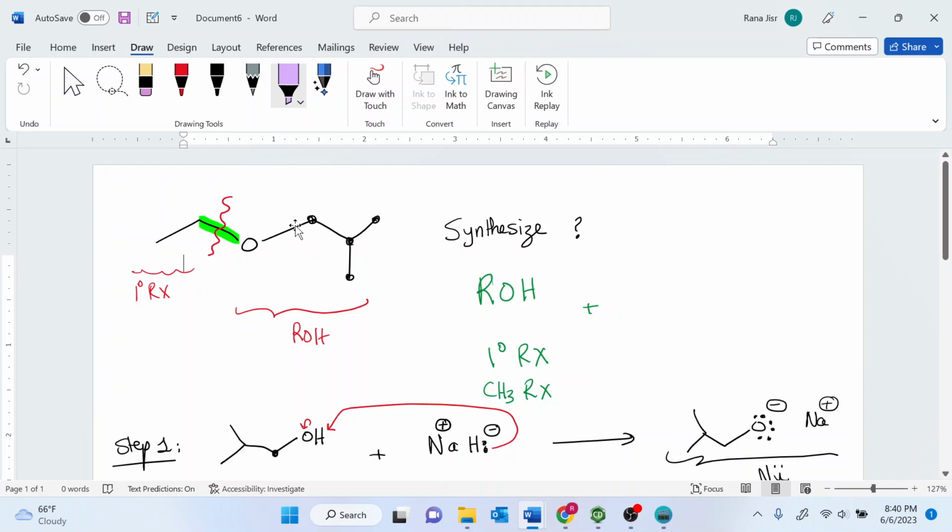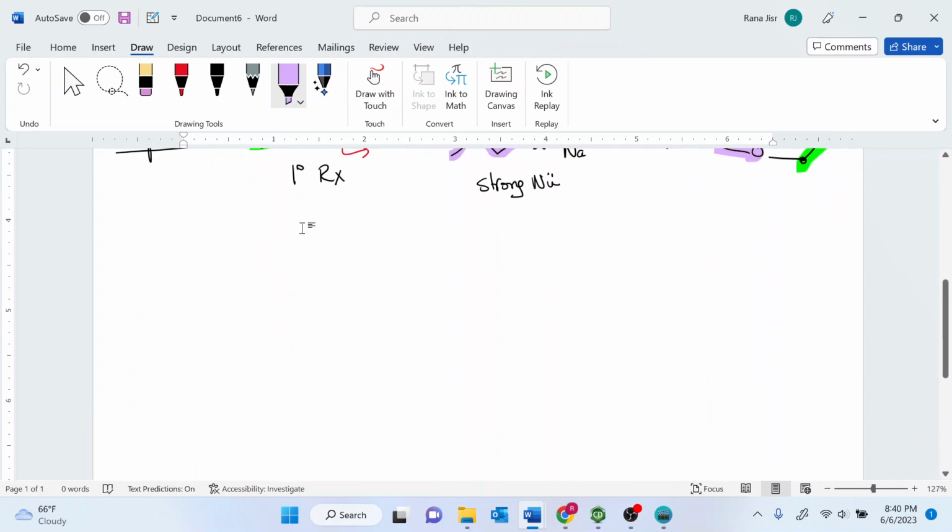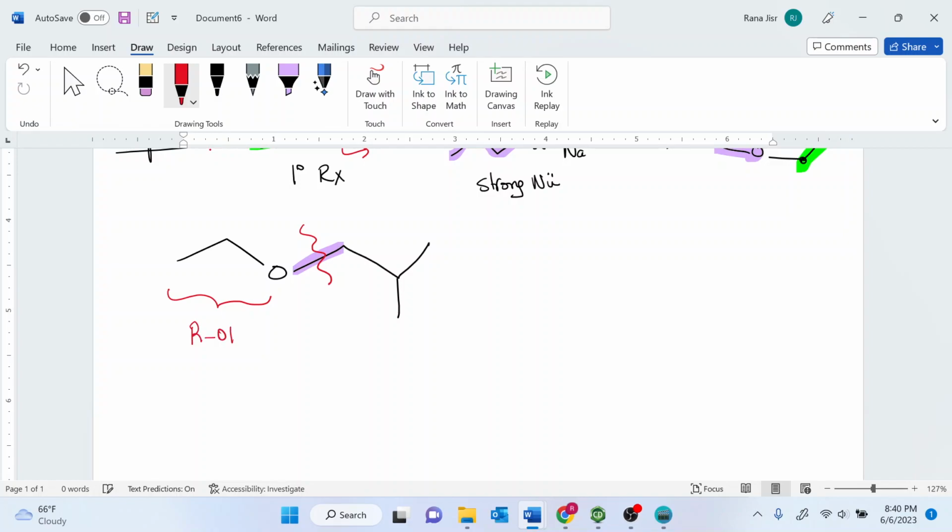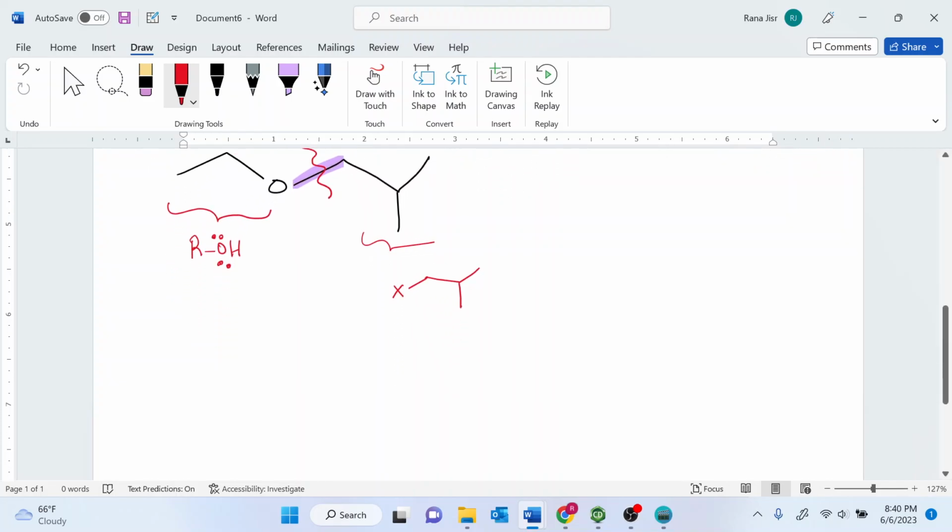Another route is I can go ahead and break this bond. Let's go ahead and write that same reactant again. And this is the other route. I can go ahead and break this bond now. So breaking this bond is going to make this part an alcohol, because the oxygen is connected to it. And this part over here is going to be our alkyl halide. So our alkyl halide is going to have a halogen here, any halogen, chlorine, bromine, or iodine. And it's still a primary alkyl halide, so the reaction can work.